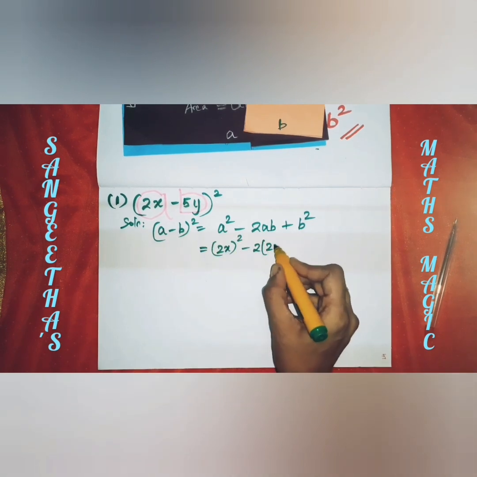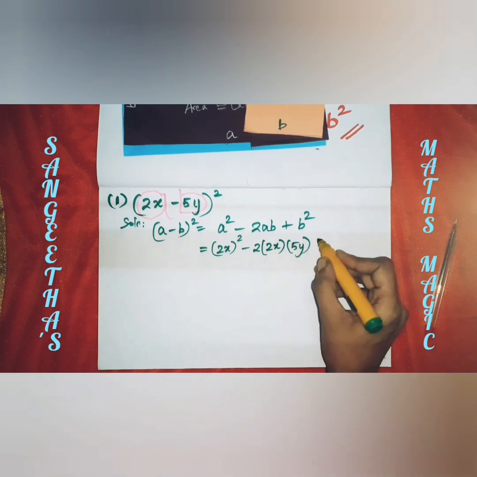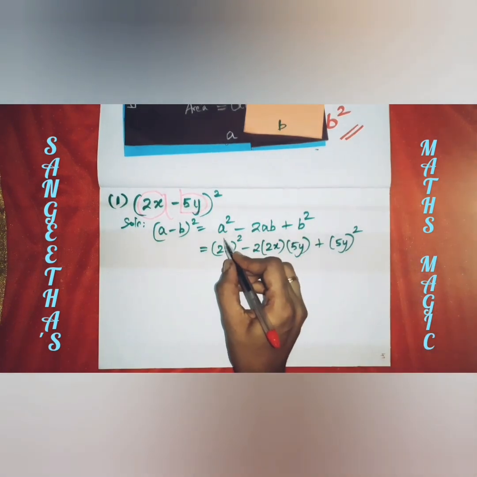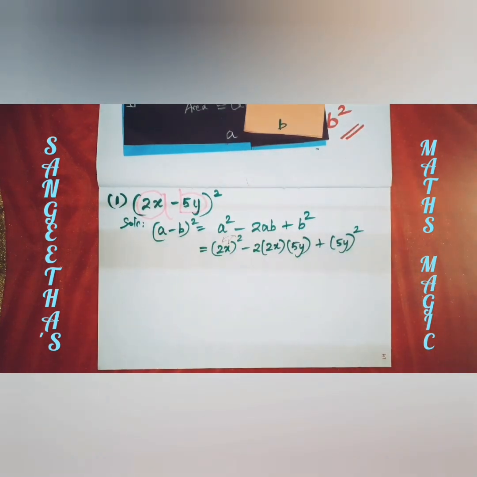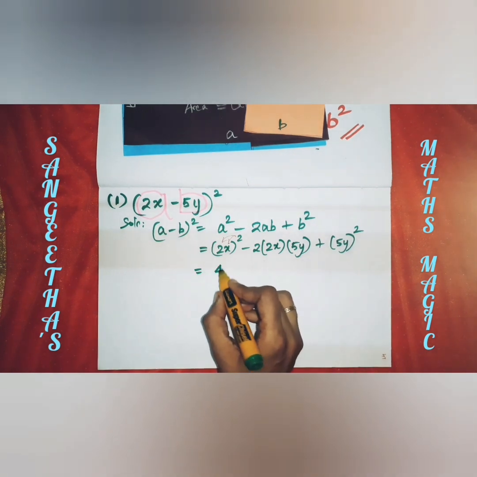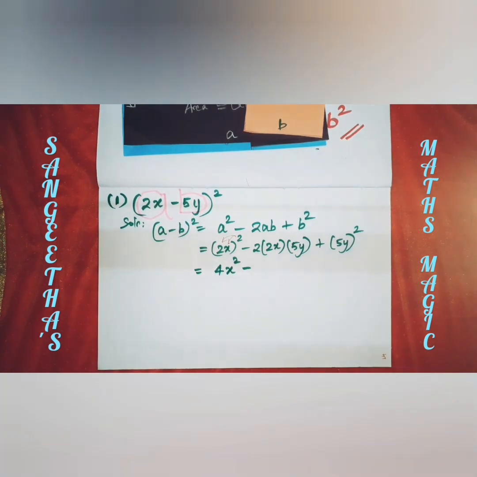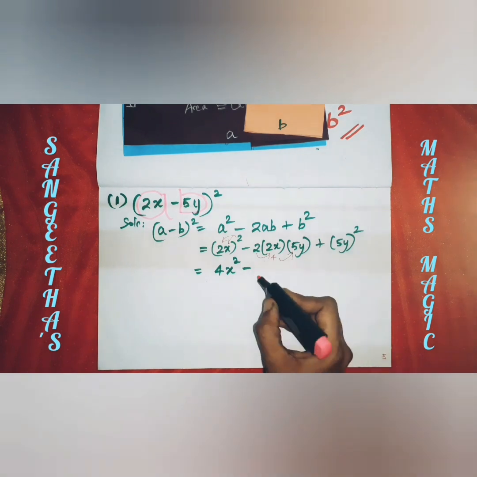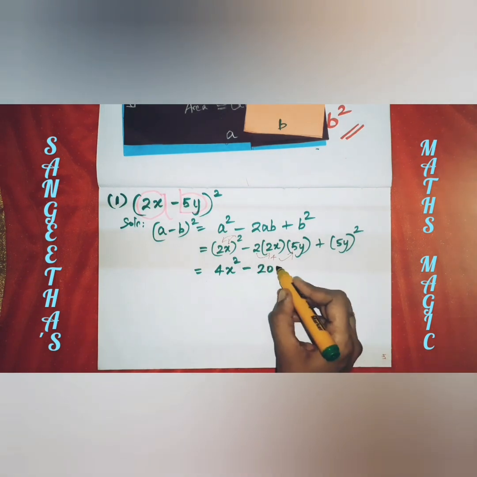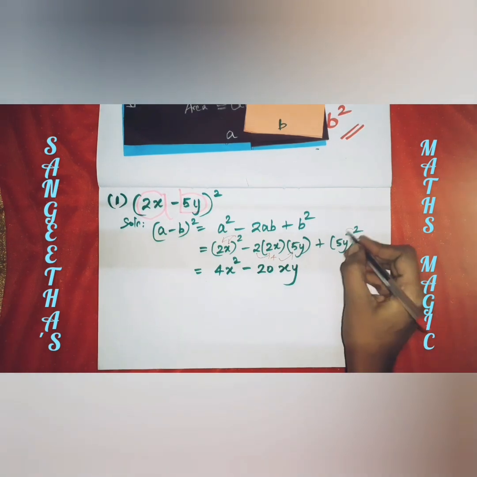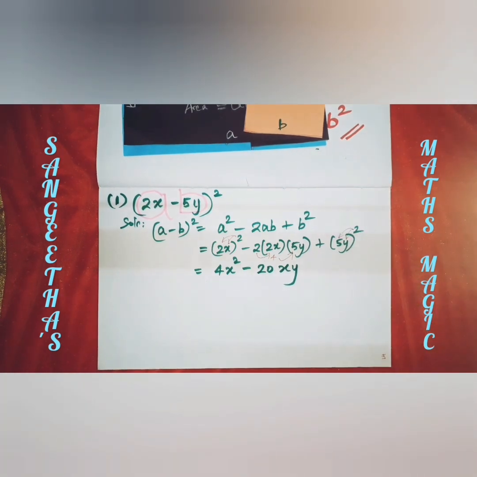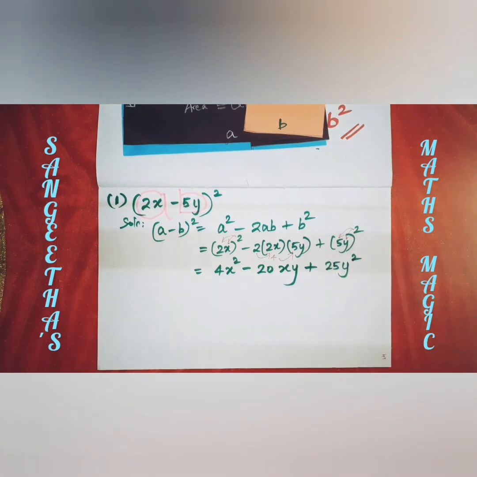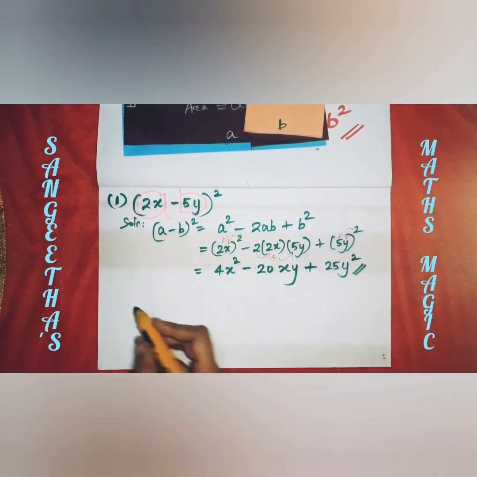So in the place of A, I just substitute 2x whole square minus 2 into 2x into 5y plus 5y whole square. I'm just substituting. We know that the square goes for both. I'm going a little quickly because the substitution we have already learned in the previous video of algebraic identity 1. I put the link in the description box. You can look at it. So it goes for both. So 5 square is 25. Then y into y, it's y square. Clear? No more like terms.